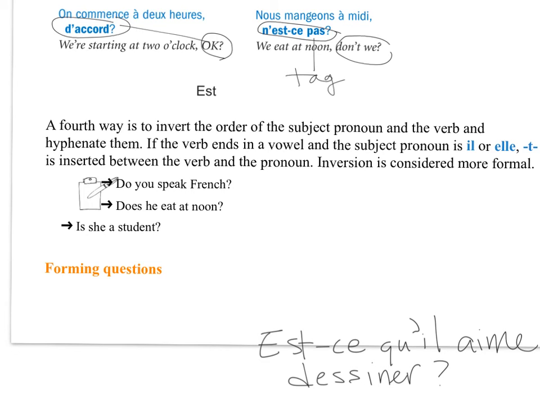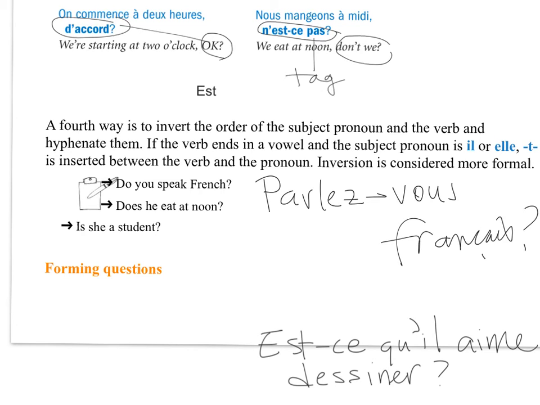Here you go. I'll use the formal. Parlez-vous français? So I invert the verb and the pronoun and I put a hyphen between them. Parlez-vous français? It comes from vous parlez français, but you're inverting the verb and the pronoun in here. And that's how you can make a fourth question. Does he eat at noon?